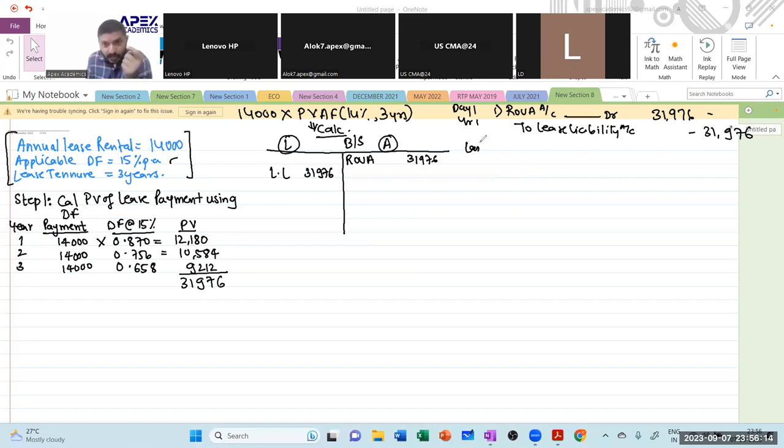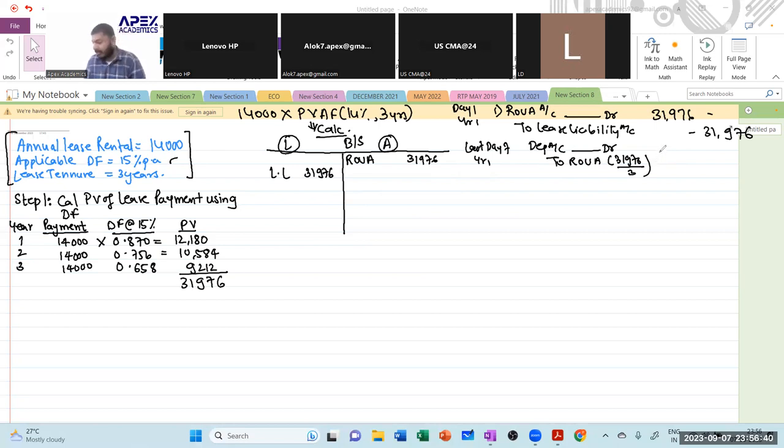On the last day of year 1, I will charge a depreciation on what? The right of use asset. I will depreciate it over a 3-year period. So 31,976 will be depreciated for 3 years. What is the entry? It will be 10,659.